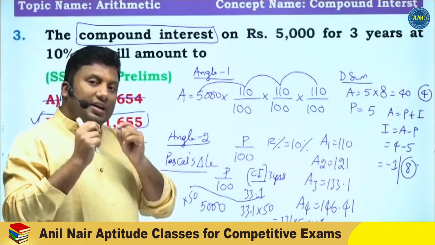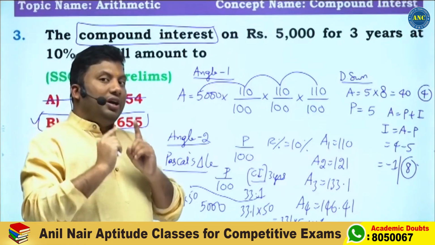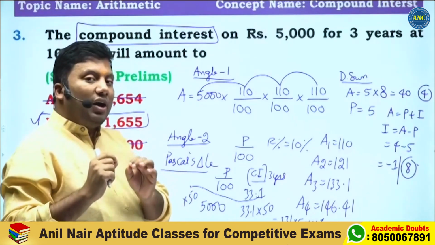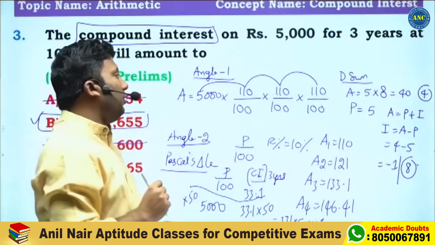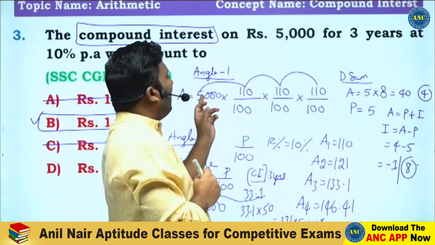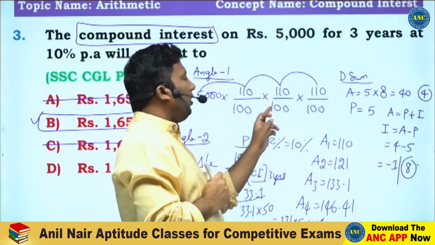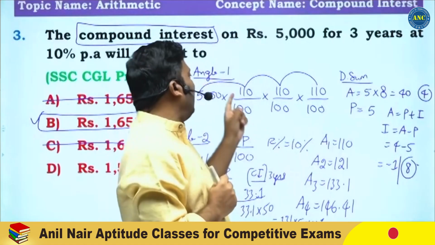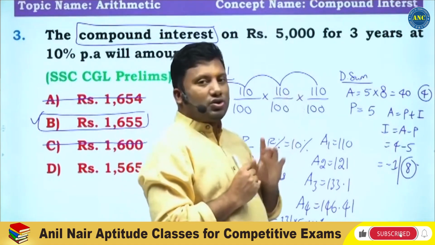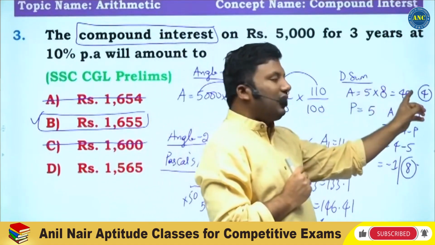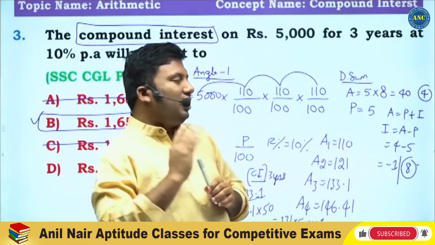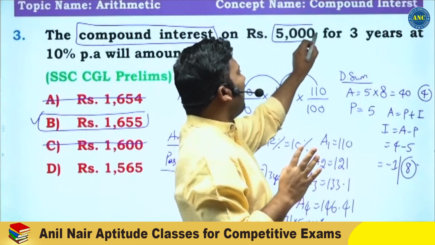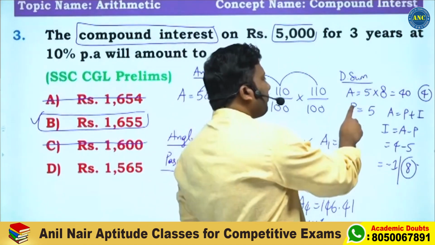How to calculate the digital sum for compound interest? Again, I am repeating, please make a note in your notebook. The amount is 5000 into 110 by 100, 110 by 100, 110 by 100. 5000 has digital sum 5, and 110 has digital sum 2, here also 2, here also 2. 5 eights are 40, and the digital sum of 40 is 4. The amount's digital sum is 4. The principal is given as 5000, and its digital sum is 5.